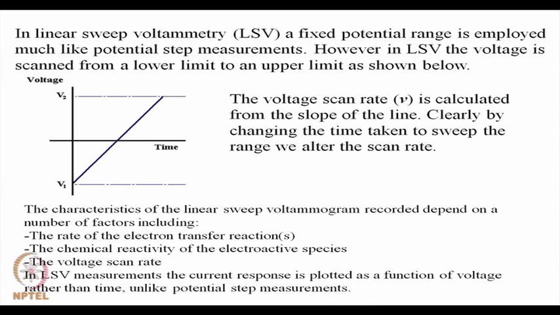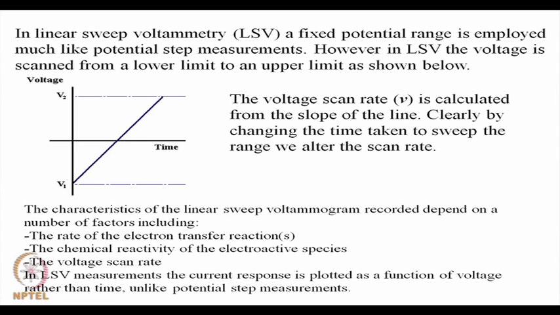Now in LSV, linear sweep voltammetry, the voltage is scanned from a lower limit to an upper limit as shown here. So V1 to V2 is slowly increased. The voltage scan rate v is calculated from the slope of the line, because difference divided by time tells how much the voltage has increased: say 2 units in 2 seconds, so 2 by 2 is 1. So the scan rate is 1 volt per, say, minute.